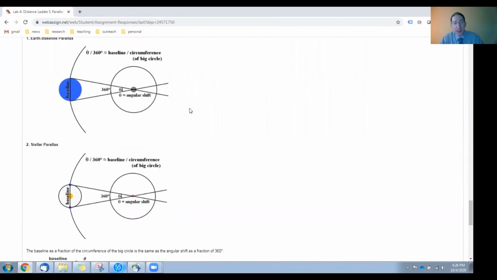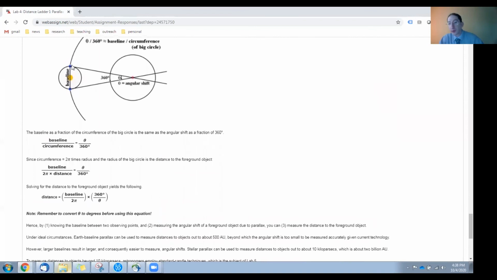Now, in both cases, Earth baseline parallax and stellar parallax, the geometry is the same, and it's the same geometry that we've used in the past two labs. The angular shift as a fraction of 360 degrees is equal to the baseline, the distance between the observing points, as a fraction of the circumference of this large circle. And that's the case whether the baseline is Earth's diameter or the diameter of Earth's orbit. In both cases, the baseline divided by the circumference of the large circle is directly equal to the angular shift divided by 360 degrees. And the circumference of the large circle is just 2 pi times its radius. And the radius is the distance between us and the object we're observing.